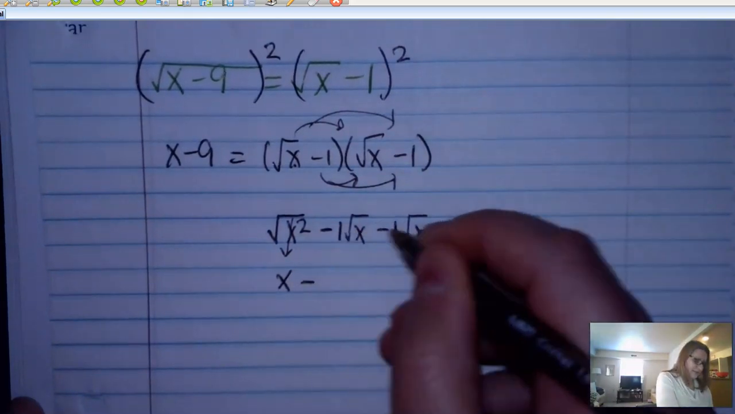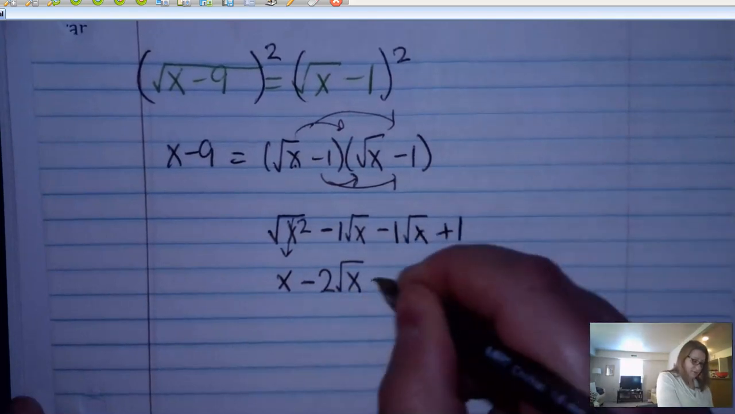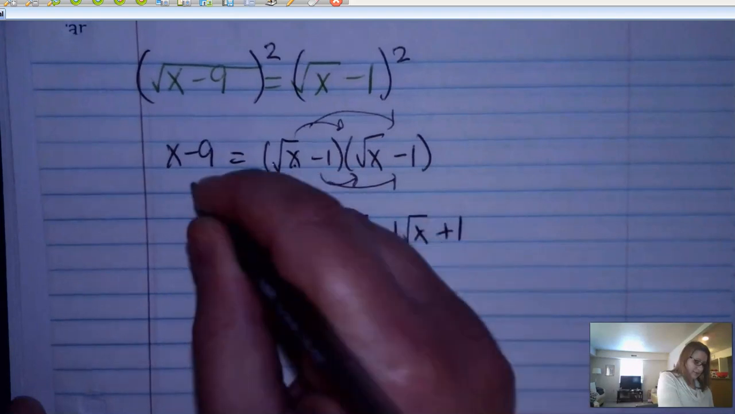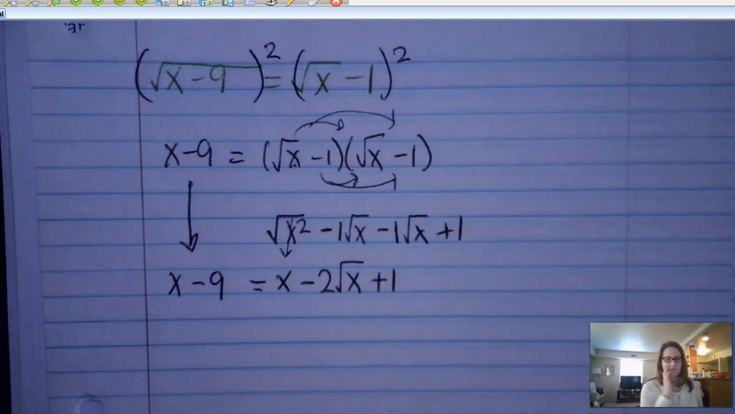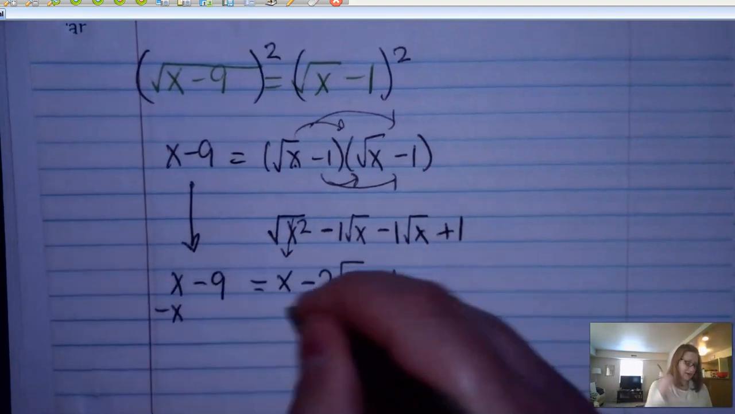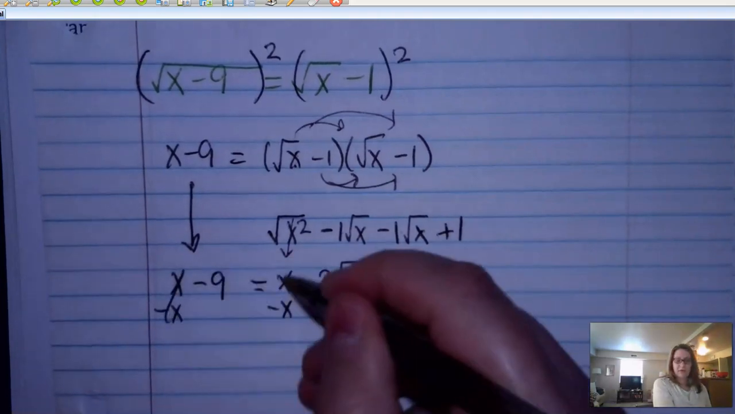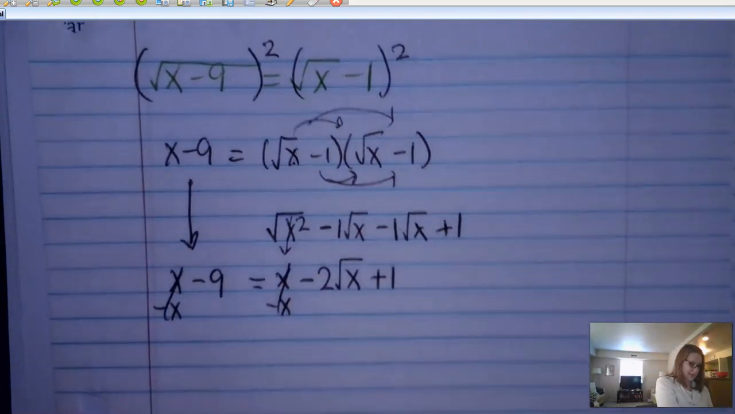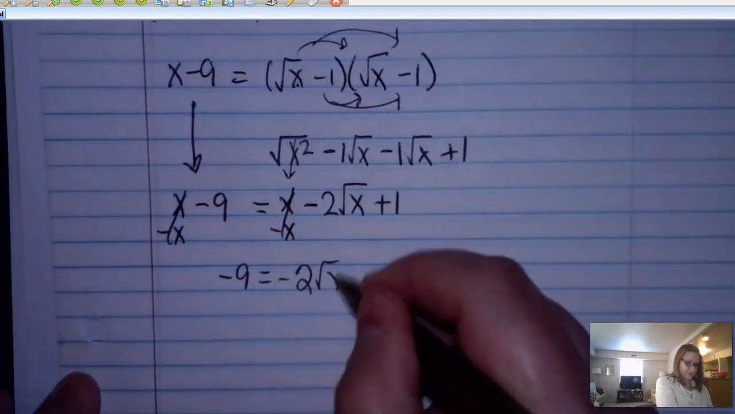Now I have minus 2 of these square roots of x, and then plus 1. And I'm just going to bring down what we had here, the x minus 9, from the original beginning of the problem after I squared both sides. Now, this looks kind of complicated, but actually what's going to happen, if I try to combine like terms, if I subtract x there to get those on the same side of the equation, it cancels out on both sides. So I get here negative 9, negative 2 times the square root of x plus 1.